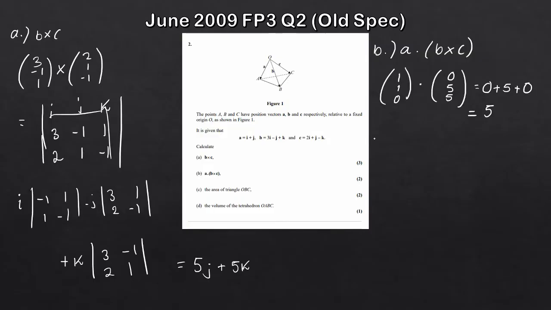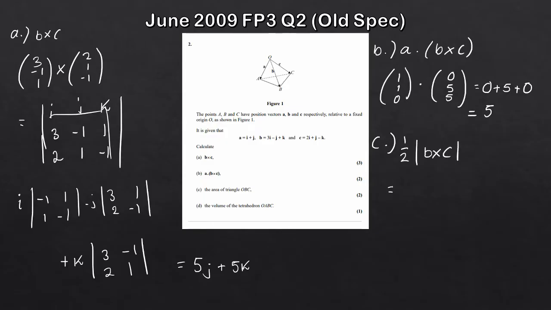Same again now with part C. We're finding the area of the triangle OBC. Now because we've done B crossed with C, we don't even need to do any previous working. We just use our previous working, or should I say, this is going to be a half of the length of B crossed with C here.